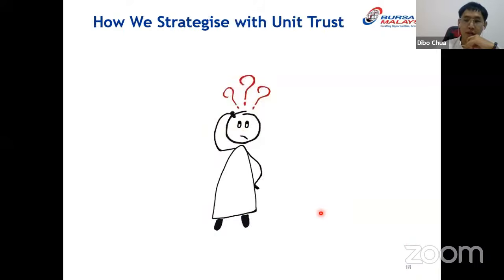So after talking about all these things, how unit trust helps you, what the types of it are, and how we should go for it, most of the time, go for the higher risk. But how do we strategize?